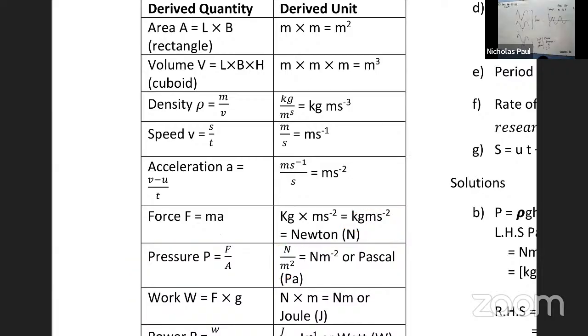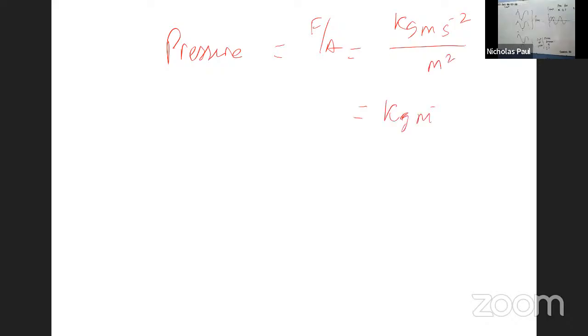All right, so let's see quickly. Pressure is what? Pressure was force over area. Force is kg m s to the minus 2, and area is meter squared. When you simplify it, you would have gotten kg m to the minus 1 s to the minus 2. Right? Pressure, next one. What's the next? Work.